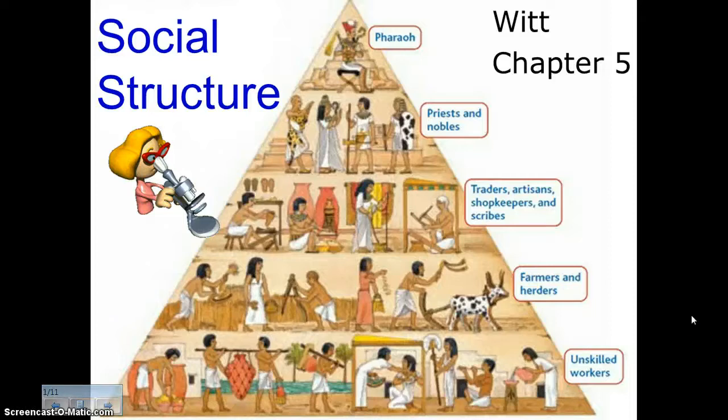Let's take a look at social structure. When we talk about social structure, we are talking about a network of interrelated statuses and roles that tend to guide human behavior and human interaction. So when we talk about the statuses and roles, let's take a look real quick at those components.